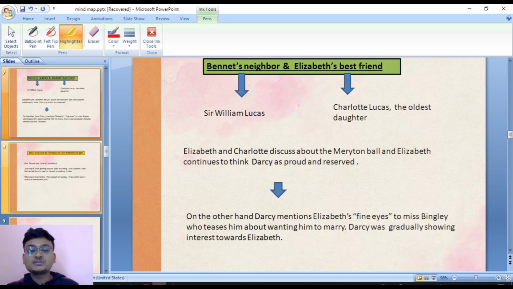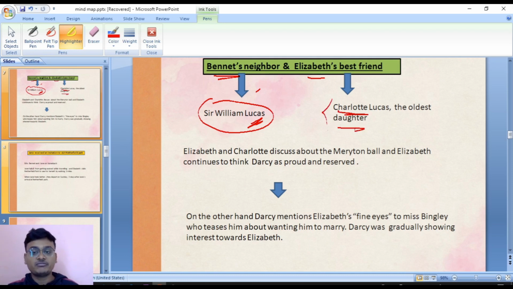Now, who was Bennet's neighbor? Mr. and Mrs. Bennet's neighbor and Elizabeth's best friend. Sir William Lucas, the Lucas family, were the neighbors of the Bennets, and Charlotte Lucas was the eldest daughter of that family, who was very much attached to Elizabeth. Elizabeth's best friend was Charlotte Lucas, who married Mr. Collins.